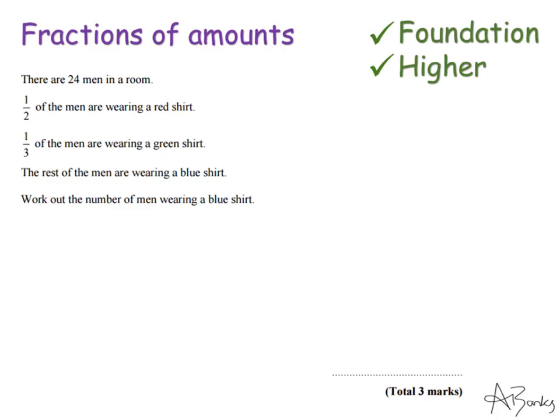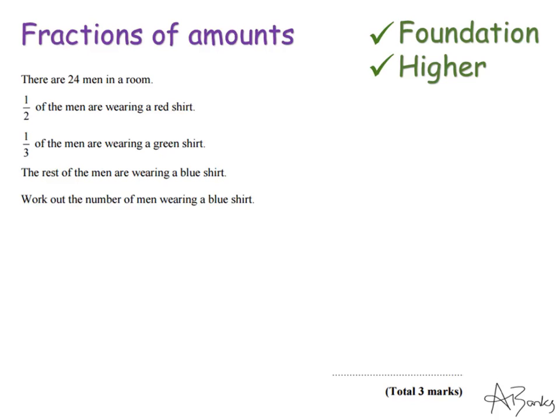This is a slightly harder example. So this says there are 24 men in a room. A half of the men are wearing a red shirt. A third of the men are wearing a green shirt, and the rest of the men are wearing a blue shirt. Work out the number of men wearing a blue shirt.